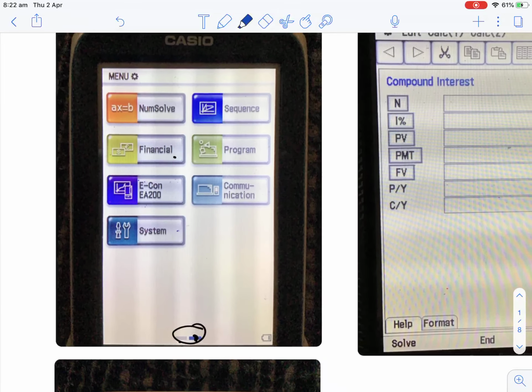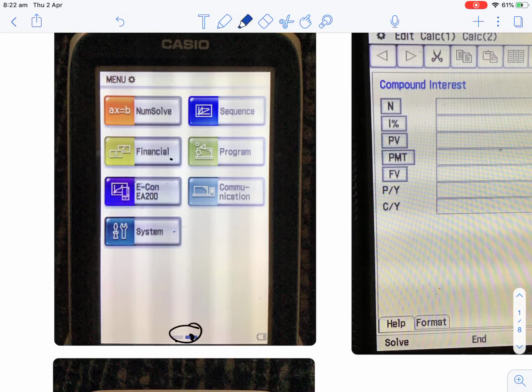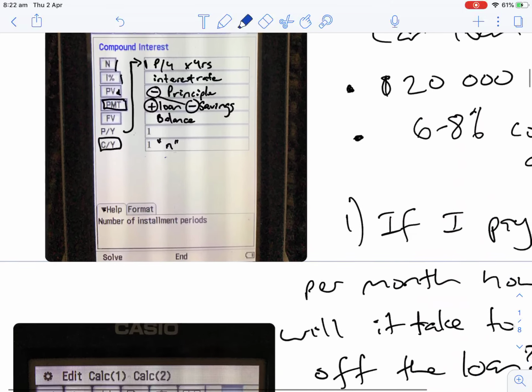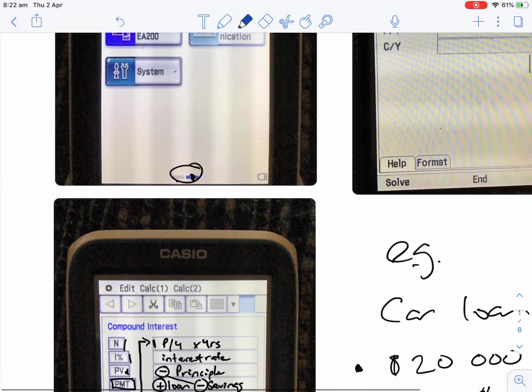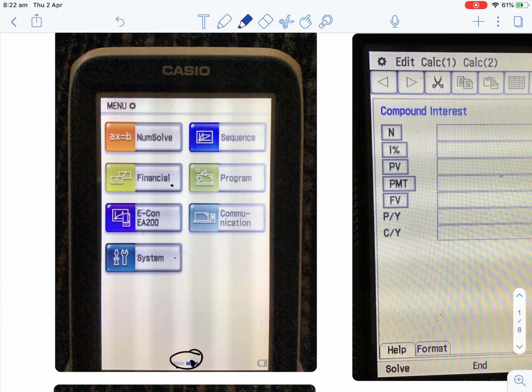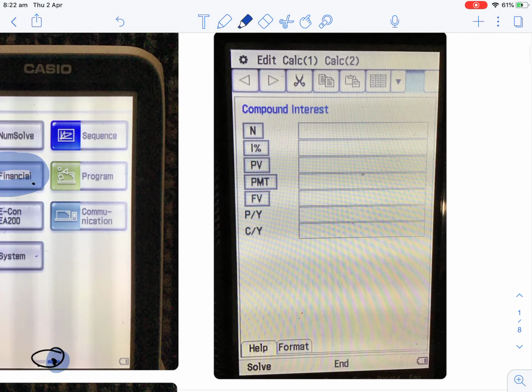So in your ClassPad, tap on your little menu icon at the very bottom of your screen, on the little black bit around the border. Tap on menu if you haven't got the menu. Then down the bottom here, you need to tap on the right hand side if you can't see finance, and then you'll get this little finance button. Tap on your finance button, and that's going to bring you up with a screen like this. If it doesn't, then tap onto Calc 1 and then hit the compound option, compound interest it will say, and that will bring up the screen that I've got in front of me here.